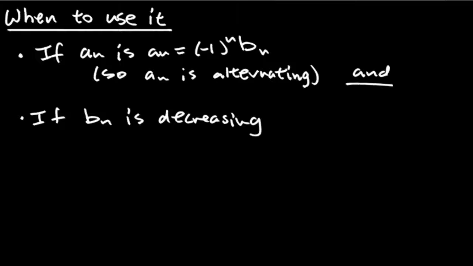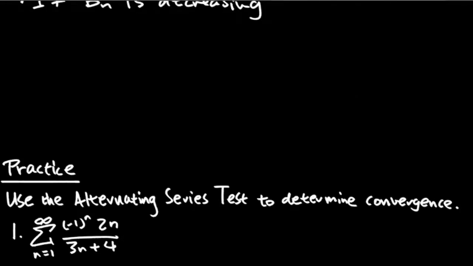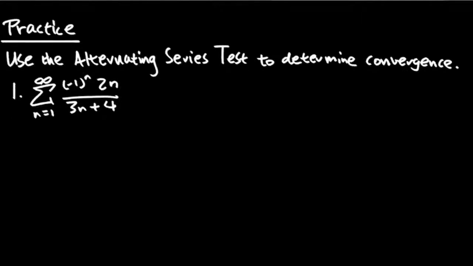All right, so when do you use it? Well, basically if the thing is alternating, so if a sub n itself here is alternating, and then b sub n, I just introduced a different little thing. Basically that little sequence inside of there after the alternating part, if that's decreasing and converging towards 0. So let's practice and see what happens. All right, so we can see that this is alternating. Let's see if it converges to 0.